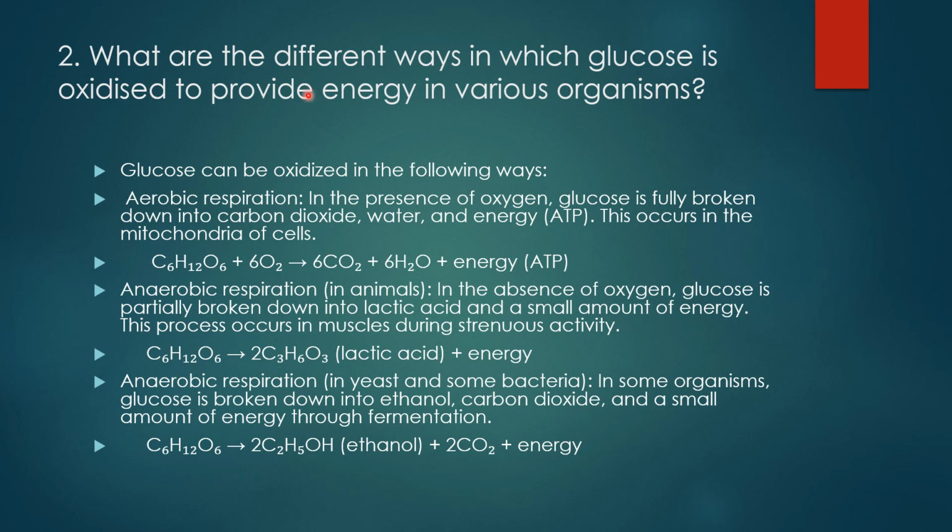The second question is very important. It says, what are the different ways in which glucose is oxidized to provide energy in various organisms? So we have three ways. One is aerobic respiration. In the presence of oxygen, glucose is fully broken down into carbon dioxide, water, and energy, that is ATP, and it occurs in the mitochondria of cells.